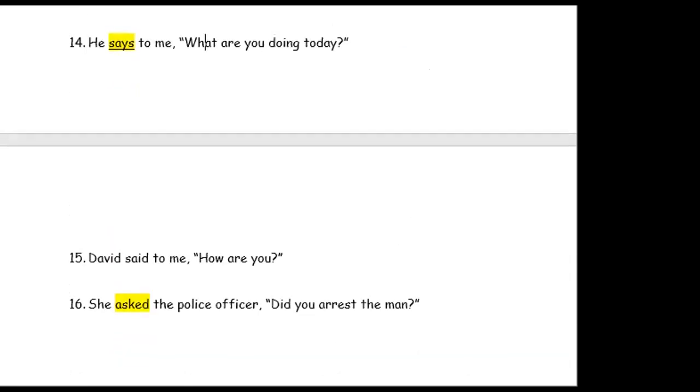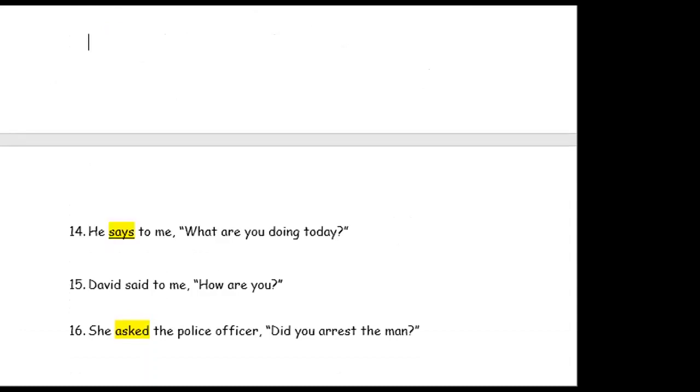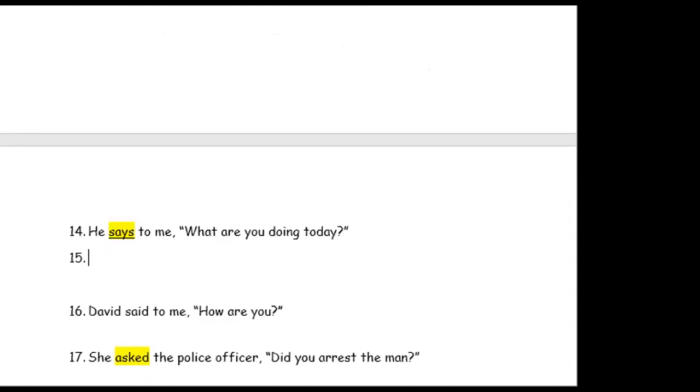So I want, for this quick answer, I want our last group, Gabby, Christopher, and Amma. You guys are going to help me answer this one here. So he says to me, "What are you doing today?" First, look at the tense. If it's present, you keep the tense. If it's past, you change the tense. Okay, Amma says, he asked me what I am doing today.